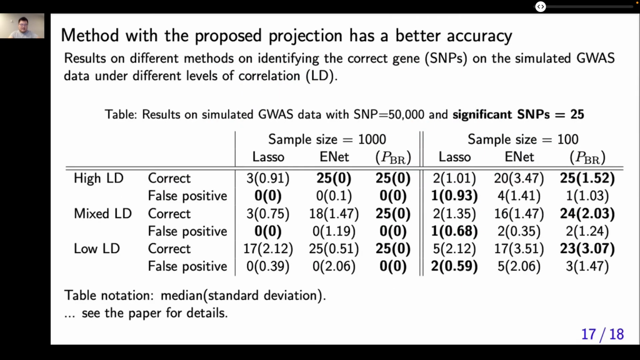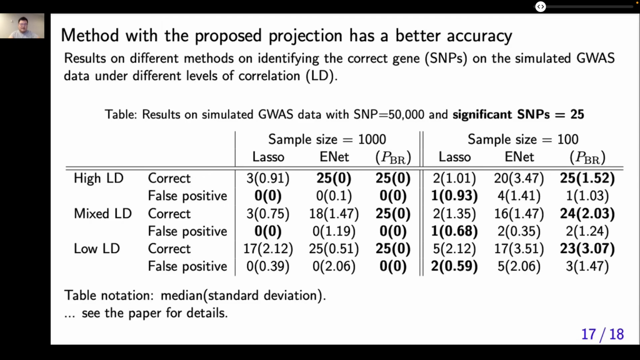And then lastly, this table shows the performance of the proposed method in solving some simulated genetic problems using the GWAS dataset with some settings. The proposed method always has the highest accuracy. That is, it has the highest number of correctly identified genes. Here, the setting is that there are 25 SNPs, and then there are some genes randomly mixed together with different levels of correlation: high LD, mixed LD, and low LD.